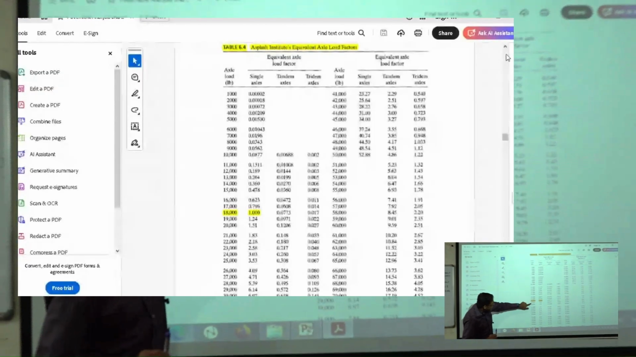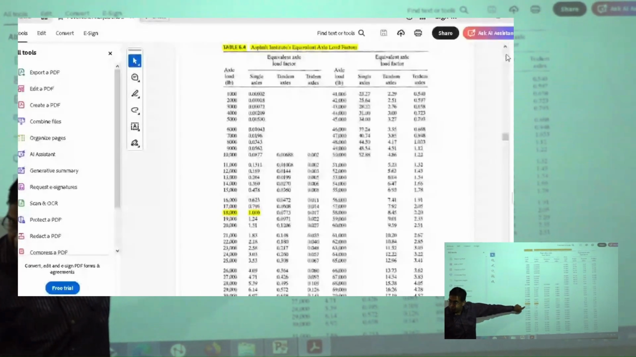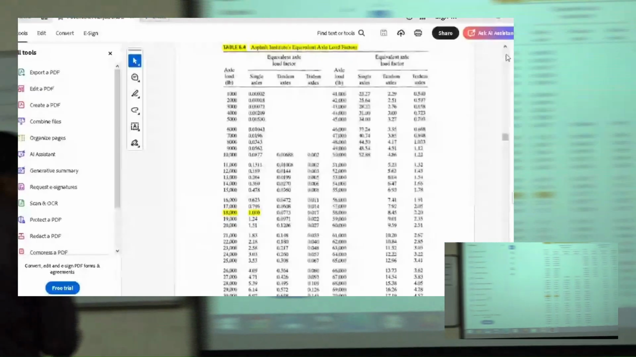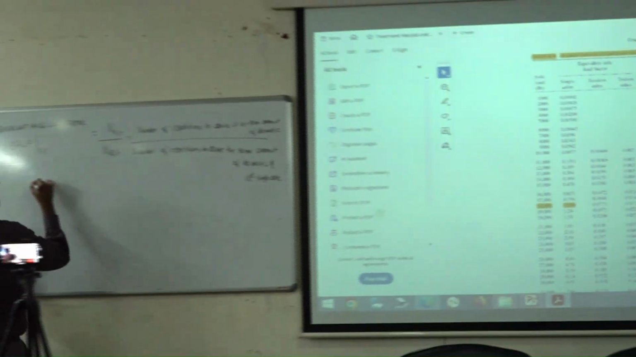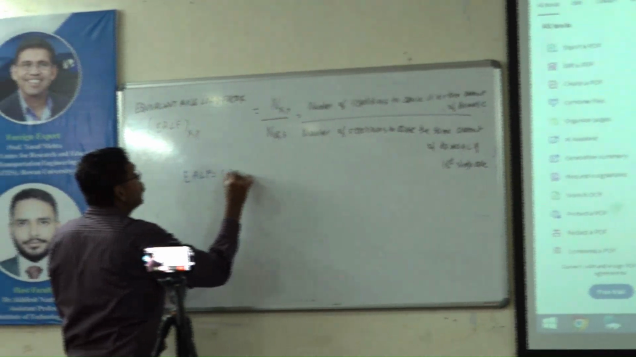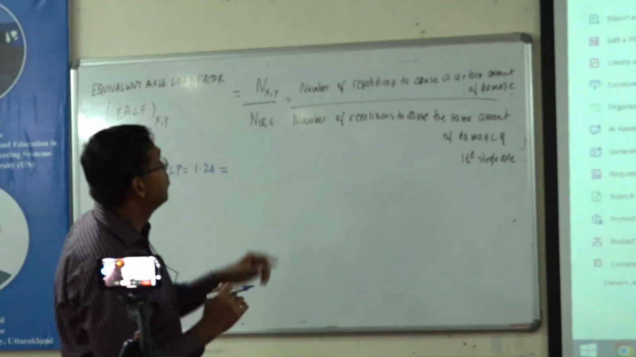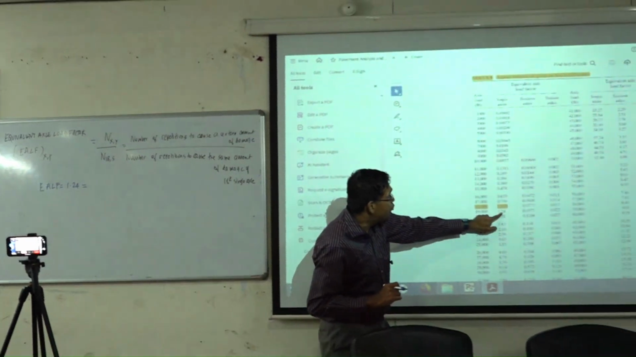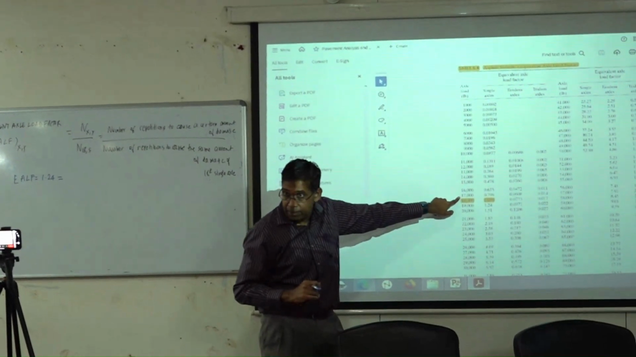Let's go from 18 kip single axle to 19 kip single axle. Very simple. Correct? Everybody with me so far? So this causes, so EALF is 1.24. Okay? So it is causing 1.24 times the damage as an 18 kip single axle. Everybody with me so far?